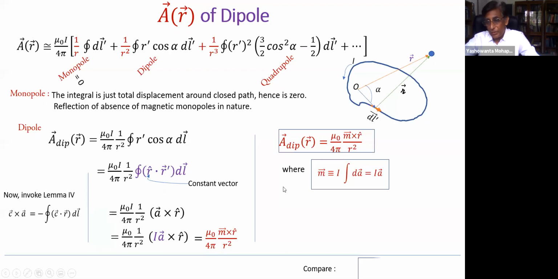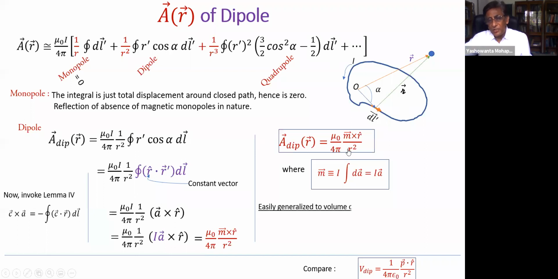Compare this with the electric dipole. That was P dot r by r square, V dipole. Here, instead of dot, of course, everything in magnetics is a cross product. So M cross r hat by r square. So similar, but while doing magnetics, constantly you have to keep comparing it. What was the corresponding result in electrostatics? Sometimes you will actually use it even in calculation.